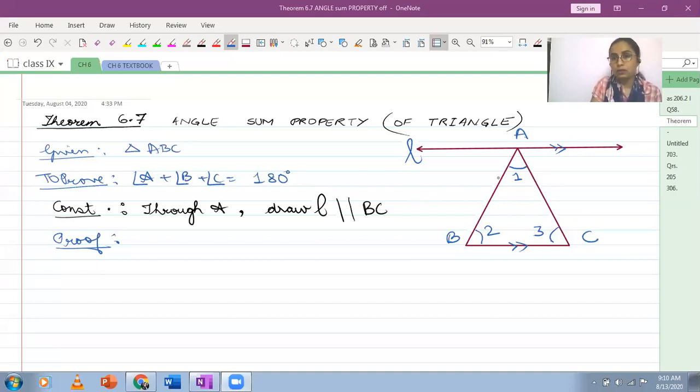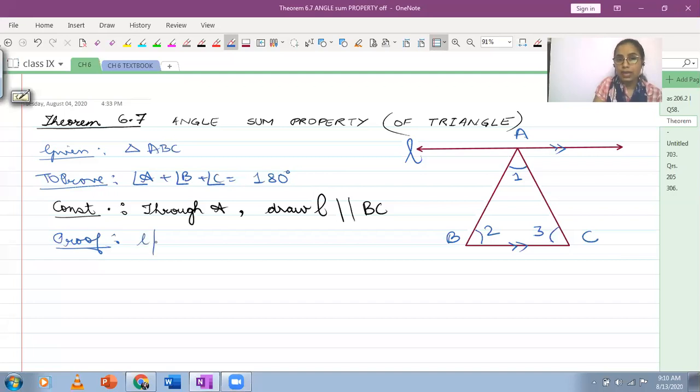And for that, irrespective of the type of triangle, through this vertex A, I have drawn a line parallel to the base of the triangle, or you can think of it as drawing through one of the vertices a line parallel to the opposite side. So through A, I have drawn a line L, and this line is parallel to the opposite side of vertex A. The side opposite to vertex A is side BC. So I have L parallel to BC.